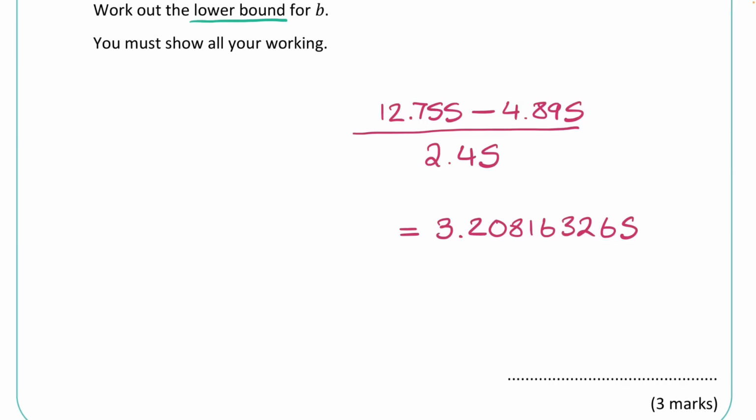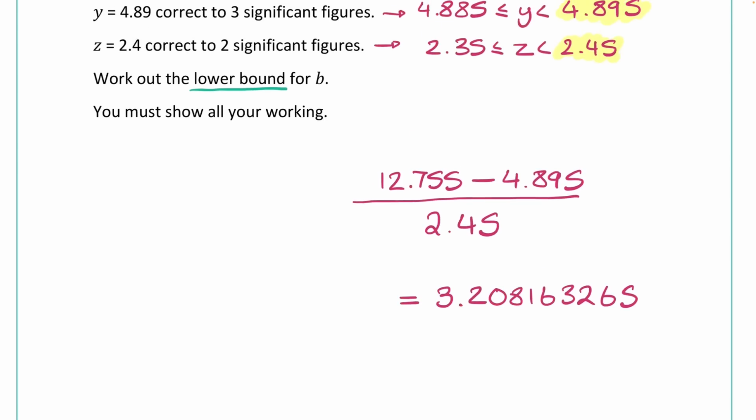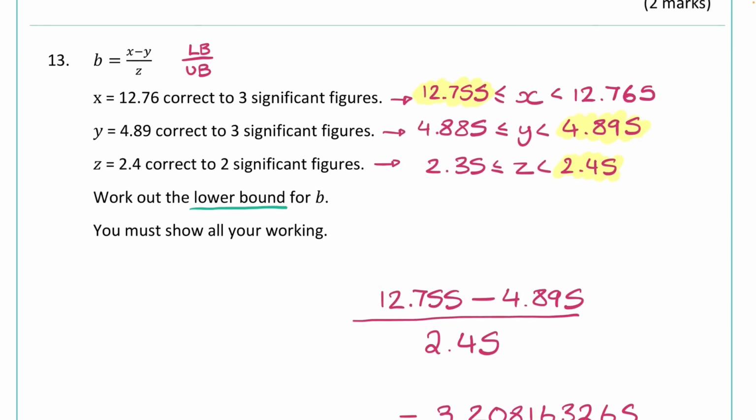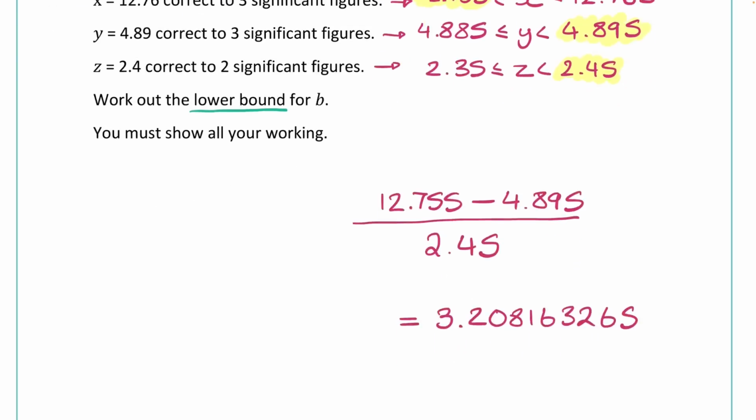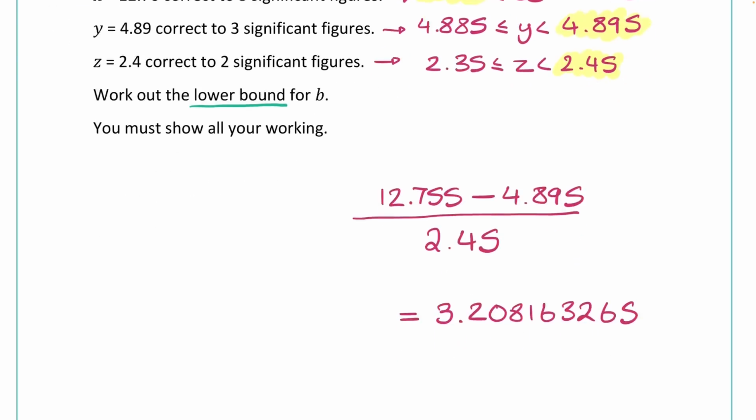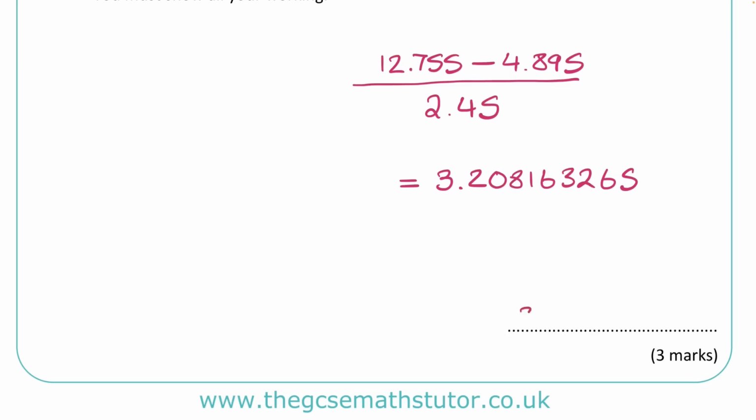It goes on for quite a while, but if you have the little button on your calculator that rounds it slightly, then I'm going to write that number down. So that is my lower bound for B. Now again, it doesn't tell me here to give my answer to a certain amount of decimal places. So I would leave it like that. Obviously that's quite a big number there, but I'm going to write it on the dotted line.